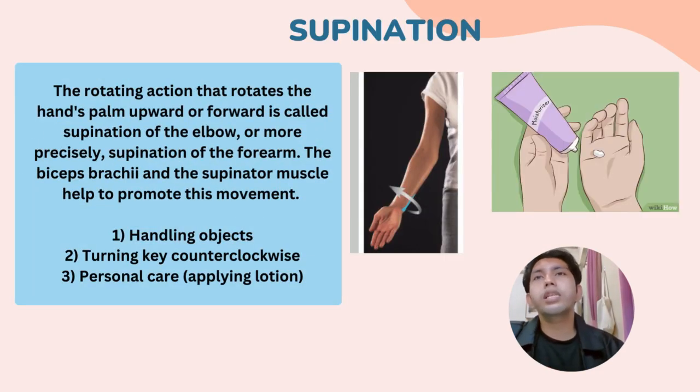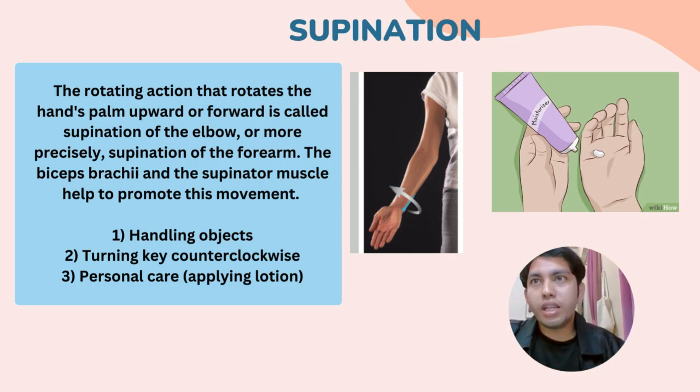Okay, and the last one is supination. Reversing from pronation, where we put our hand with the palm facing downward, in supination the palm will face upward. Basically, it's just like the normal anatomical position.